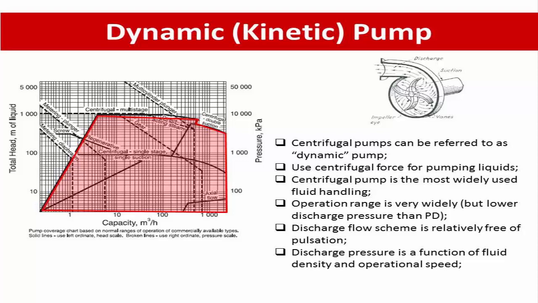The centrifugal pump is one of the most widely used fluid handling devices in the refinery and petrochemical industry. The operation range of the centrifugal pump is very wide. This is a picture of the operation range of the dynamic pump. Other common characteristics of the dynamic pump: discharge is relatively free of pulsation. Discharge pressure is a function of the fluid density and operation speed. Performance efficiency depends on the head and capacity.